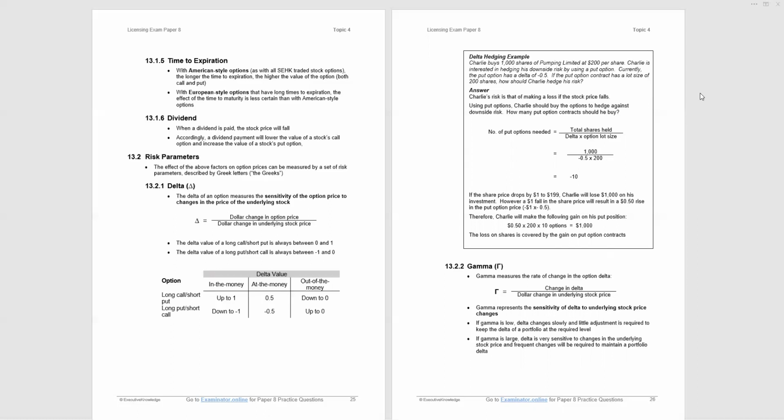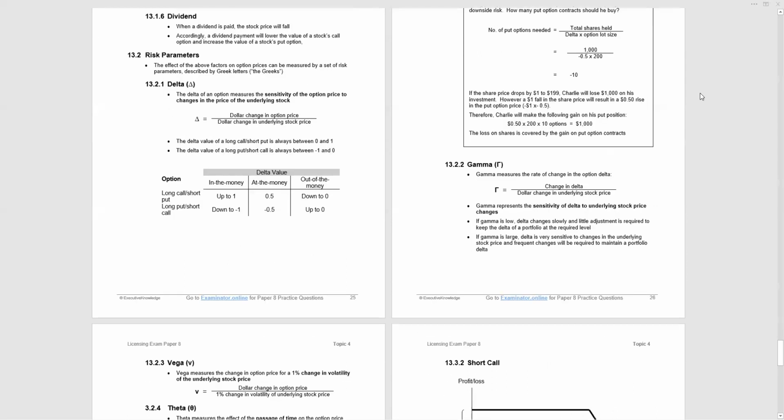Then we have other risk parameters. These risk parameters are referred to as the Greeks. Now, you don't have to go into too much detail, just be aware of what it represents. Gamma measures the rate of change in the option delta. So gamma there, the Greek letter, change in delta divided by dollar change in the underlying stock price.